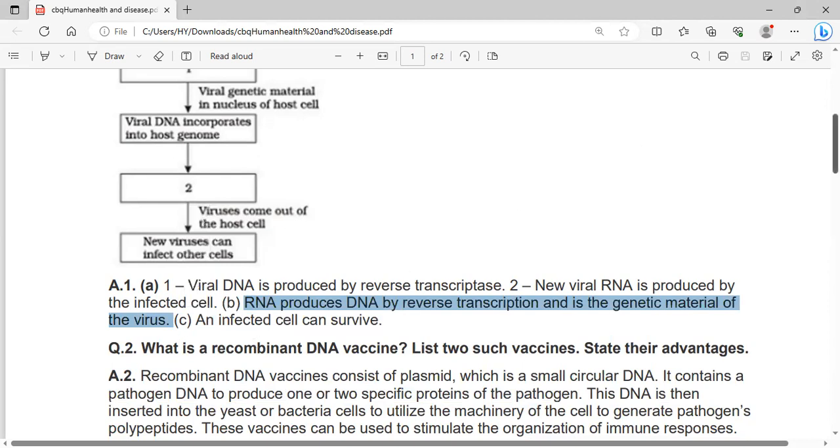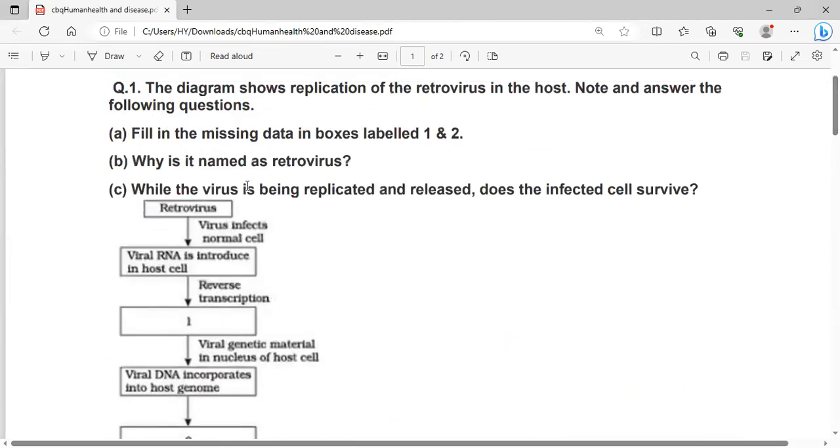Now what is the question C? We will move to question C. While the virus is being replicated and released, does the infected cell survive?